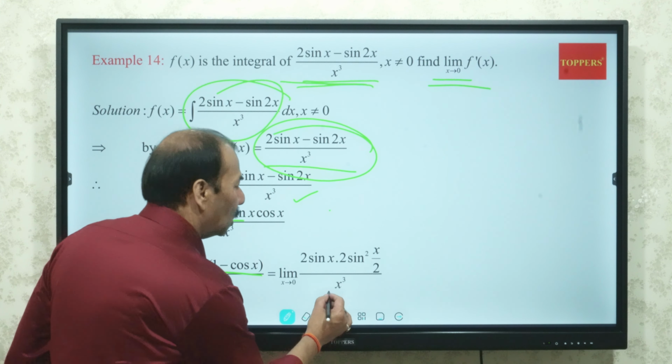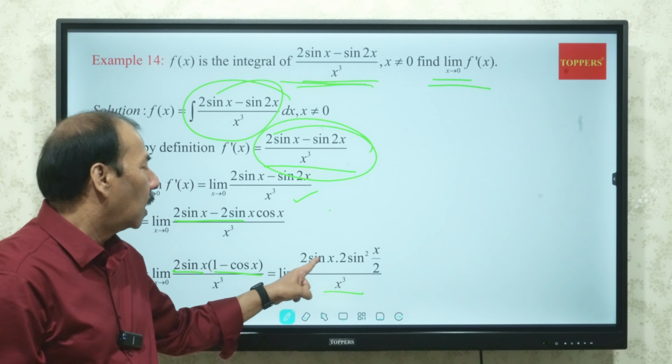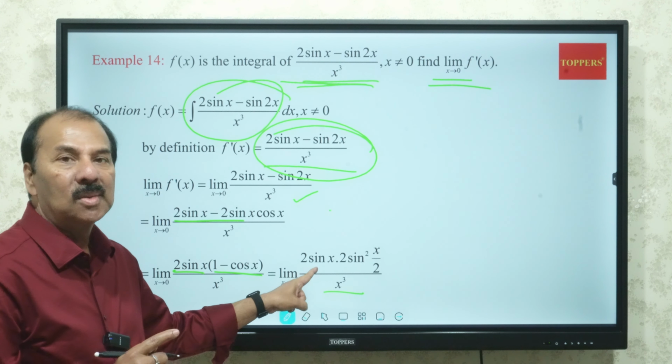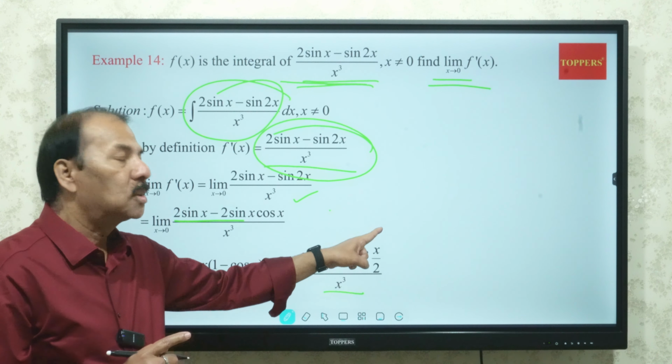So we will try to make use of that relation. Accordingly, we will arrange the terms. For sin x upon x, we need 1 x here. So out of this x cube, we will take this x here. The remaining is x square. Here also it is sin x by 2 whole square.